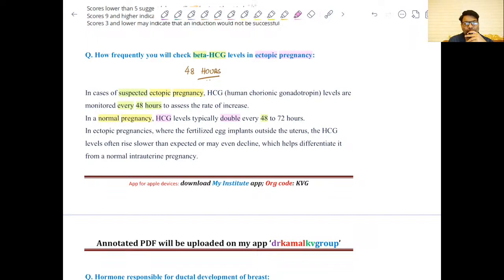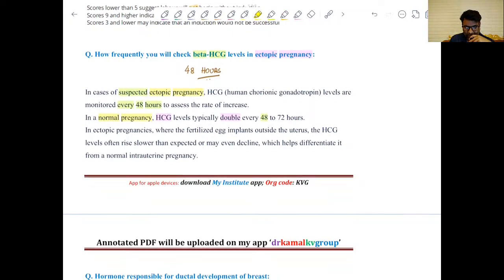This is with respect to normal pregnancy: HCG levels in normal pregnancy will double every 48 hours. But in a case of ectopic pregnancy, where the implantation is outside the uterine cavity, the rise is slower than the expected rise of a normal pregnancy. So here the rise is not what we see in a normal pregnancy. The rise will not be like that, or it might even decline.